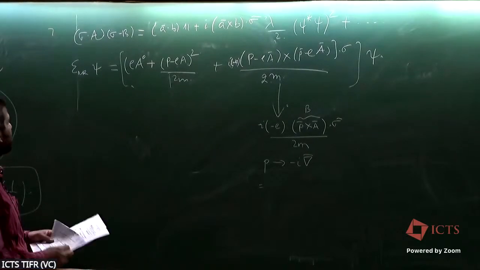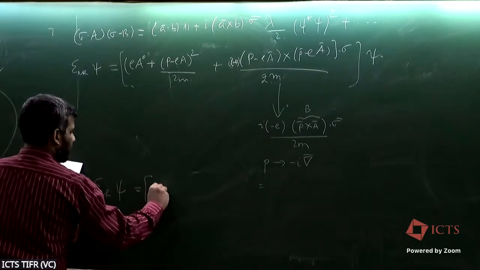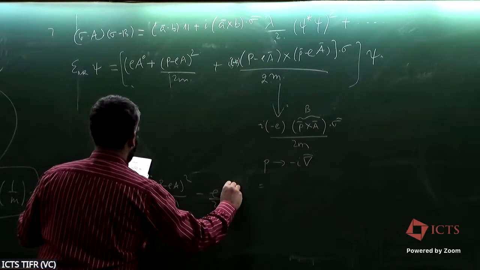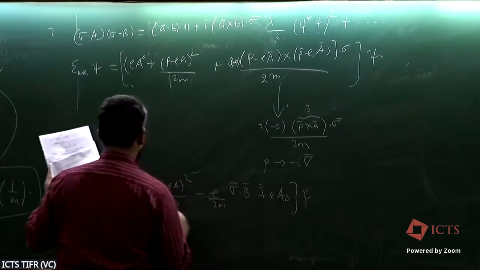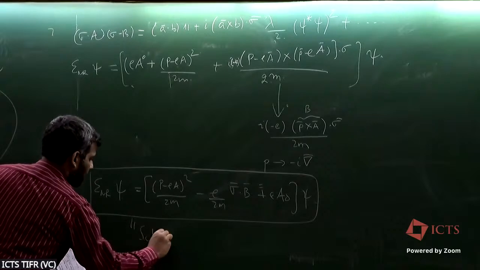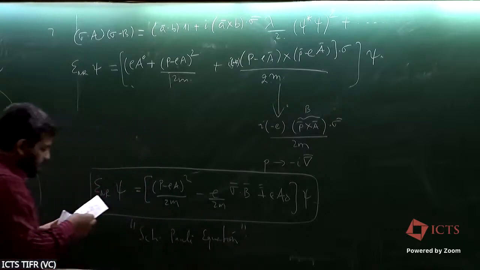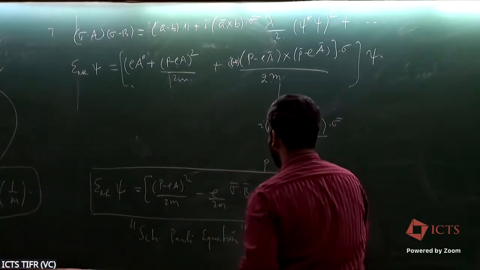So the point is that the equation that I end up getting is ε_NR ψ equals ((P − EA) squared over 2m minus E over 2m σ·B plus Eℵ_0) ψ. And this is basically my Schrödinger-Pauli equation. Exactly, this is what I was going to say next. Thanks. Yes, good.